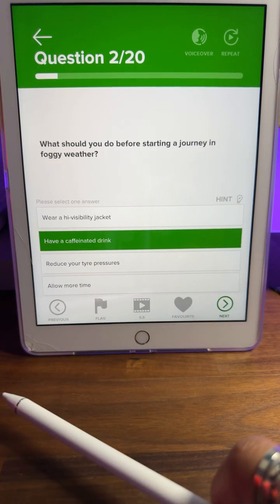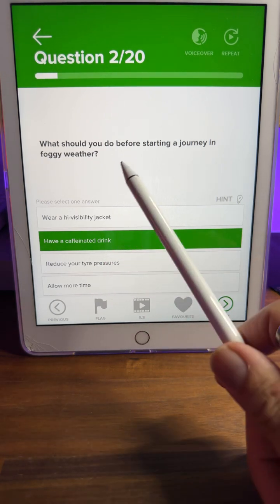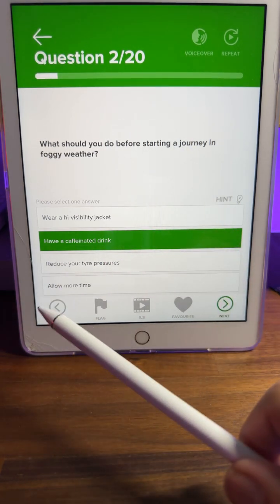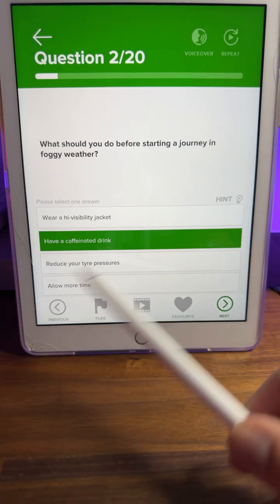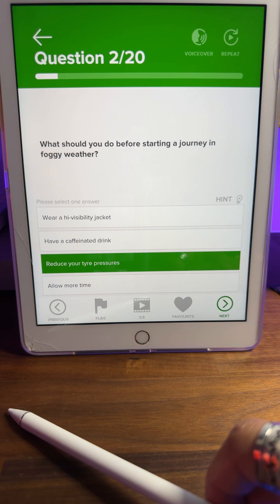Have a caffeinated drink. How does that relate, caffeinated drink, to driving in foggy weather? Unless it's going to just keep you very alert. Again, like we said, reduce your tire pressures. That does not make sense to me at all.